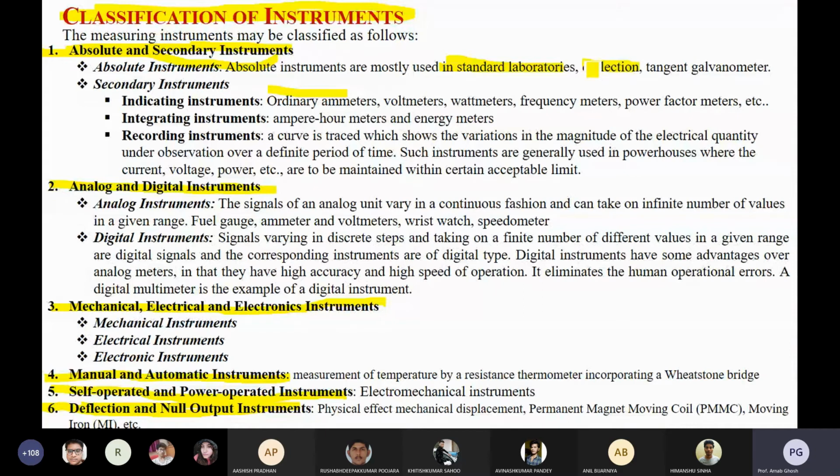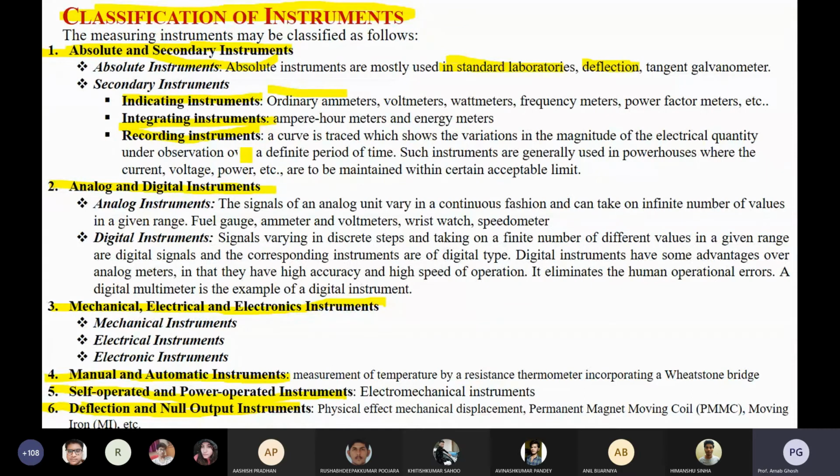So what is an indicating instrument? Very simple, pointers are there. If you connect your instrument to the circuit, it points out the voltage or the current, or the energy. So that is an indicating instrument. Examples are the ordinary ammeter, voltmeter, wattmeter, frequency meter and power factor meter, all examples of indicating instruments.